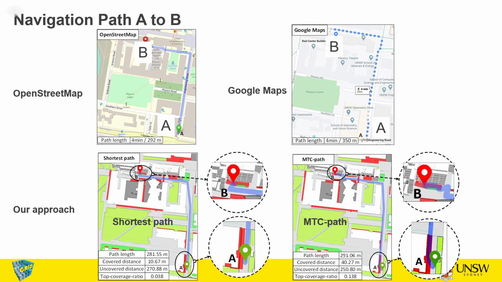In this slide, the departure location is A, destination is B. For comparison, OpenStreetMap and Google Maps are also used for path planning. The navigation paths computed by Google Maps and OpenStreetMap obviously show that this system tries to guide pedestrians to go along with the road. They don't have any information of the semi-indoor spaces. However, the results of our approach show that the most top-covered paths try to include as many semi-indoor spaces as possible.